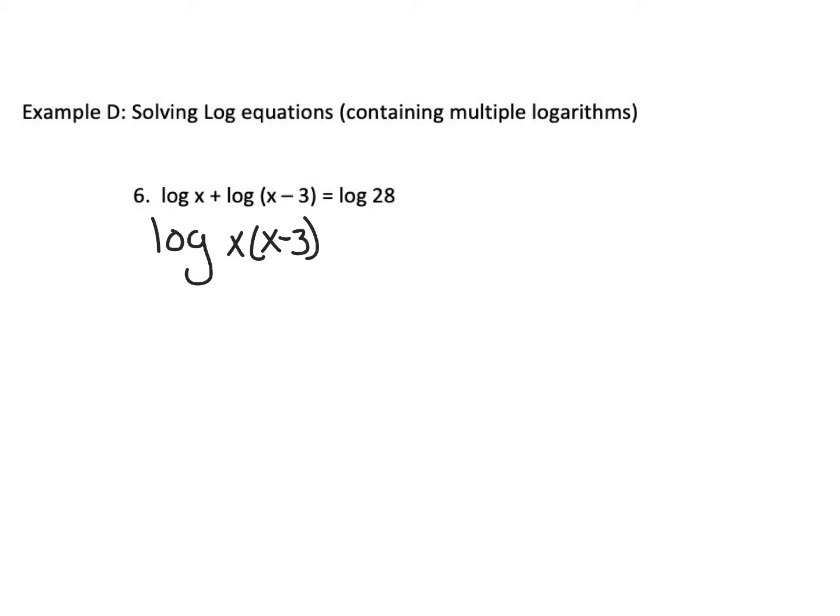So since I have logs of the same base held by addition, that's equivalent to my product rule, which would mean multiply my arguments together. Equal to log of 28.